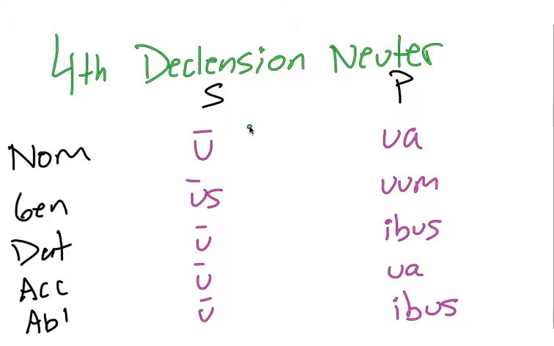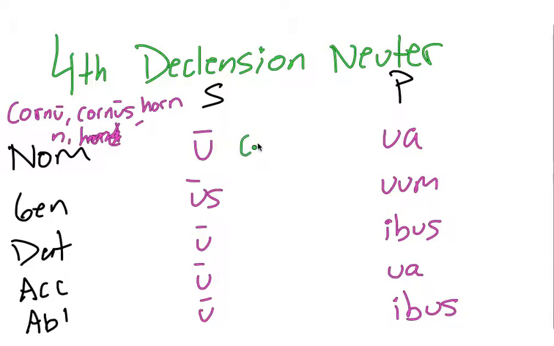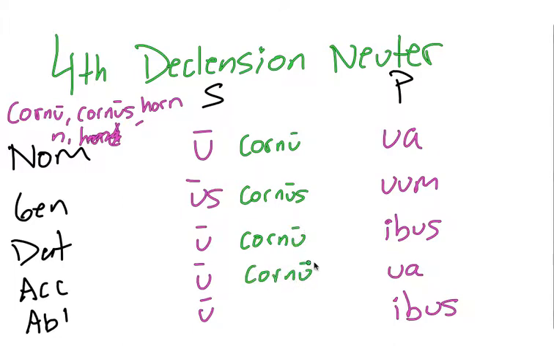So a really common fourth declension noun is the word cornu. So it's cornu, cornūs, neuter, and it means horn. That's where we get the word cornucopia. Not horde, but horn. Horn. Okay, so let's decline cornu. So it'll be cornu, cornūs, and then cornu, cornu, and cornu. And they say Latin's hard.